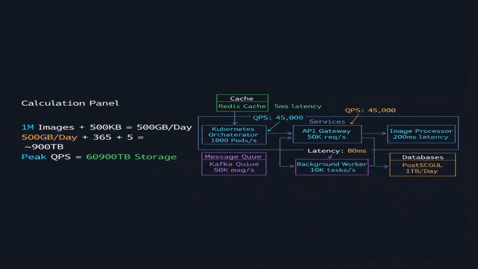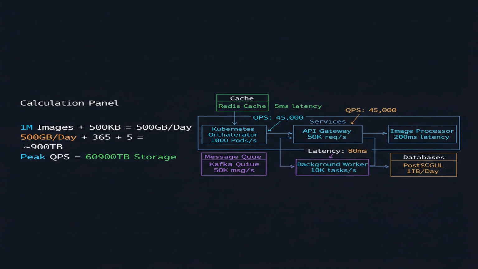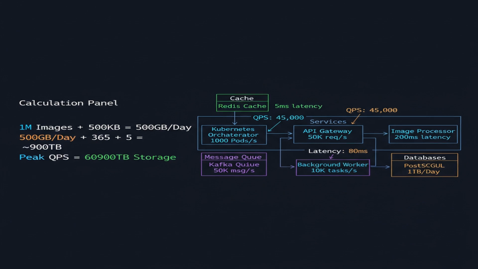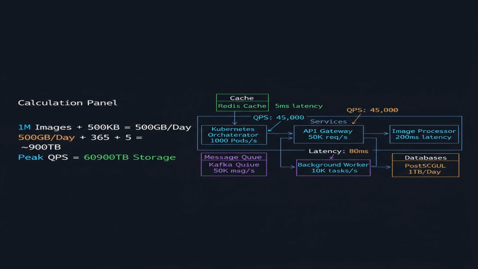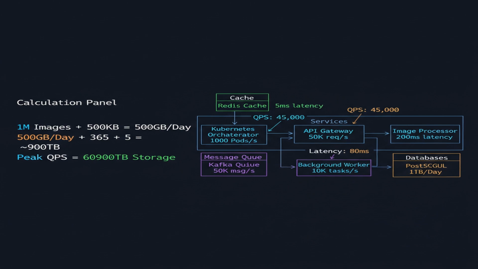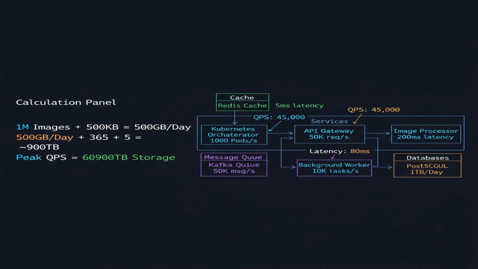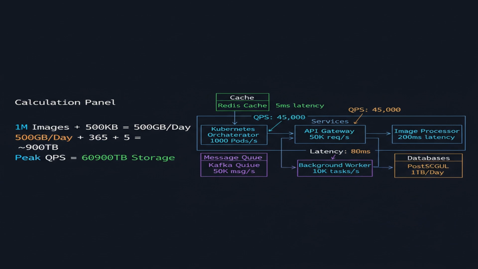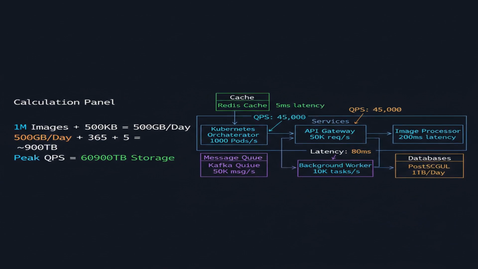Let's estimate scale. Assume 100 million daily active users, with 1% uploading a search image. That's 1 million image uploads per day. Each image is, say, 500 kilobytes. This gives us 500 gigabytes of new image data daily. For QPS, that's roughly 1 million requests divided by 86,400 seconds equals about 12 QPS on average. However, peak QPS can be 5 times higher, so around 60 QPS.